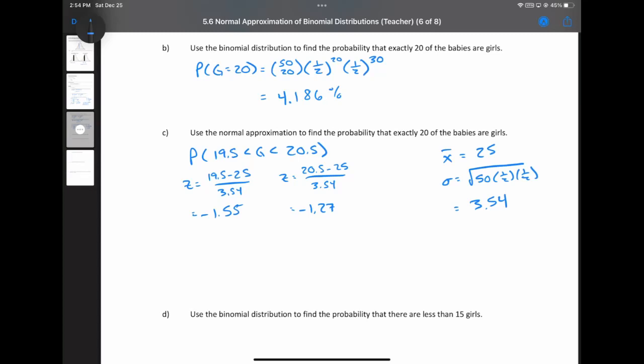Okay, so let's look up those probabilities on our z-score table. Again, not equal signs, just corresponding percentiles to those z-scores. Negative 1.55, I'm getting 6.057%. And negative 1.27 is 10.204%.